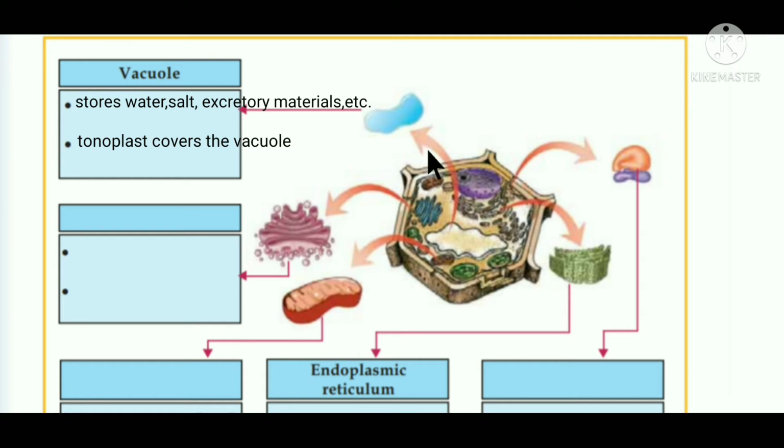And next one. So here you can see a structure. My question is, is it endoplasmic reticulum or Golgi complex?